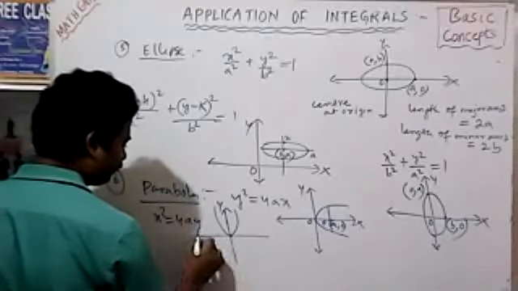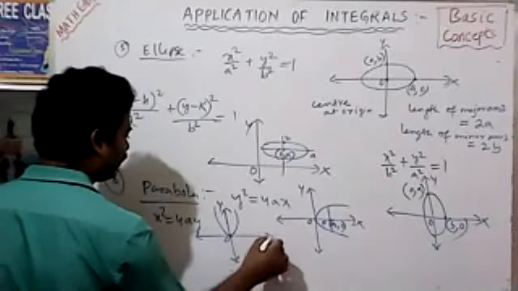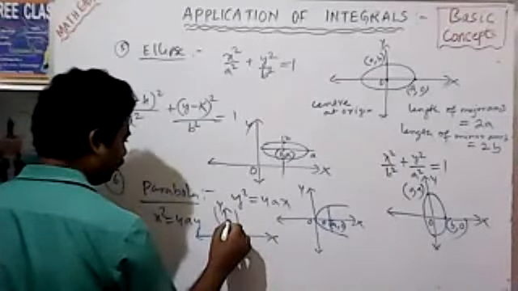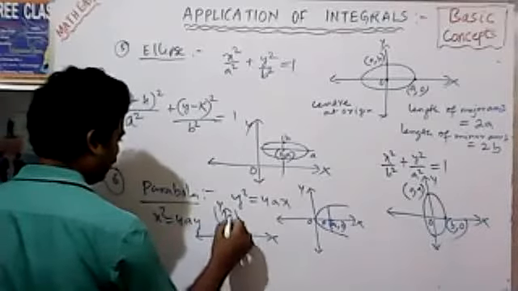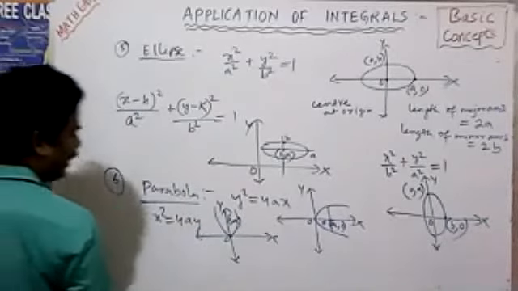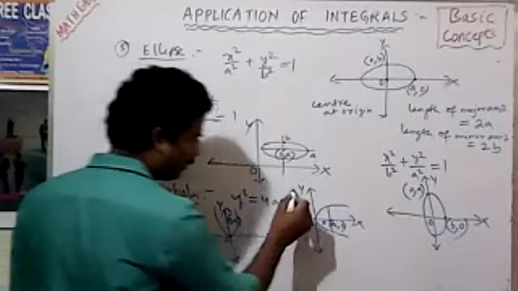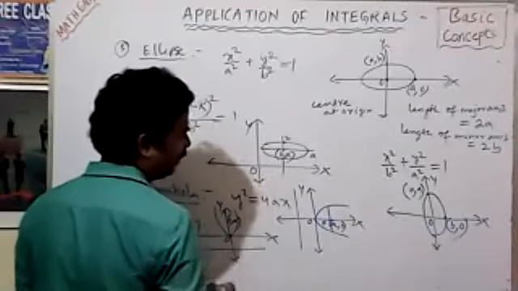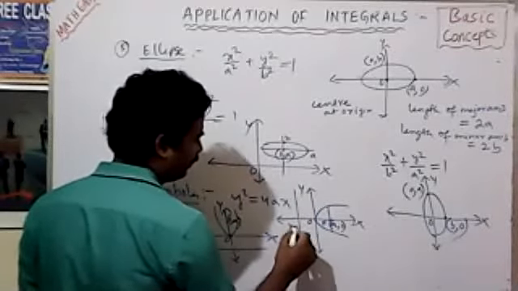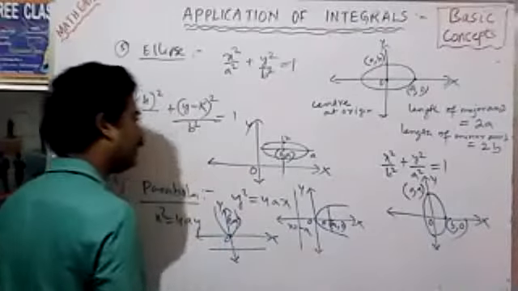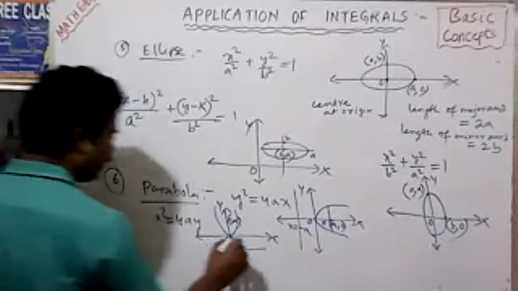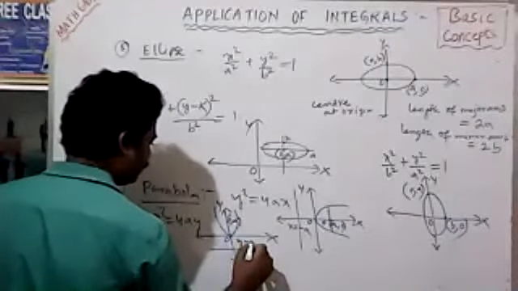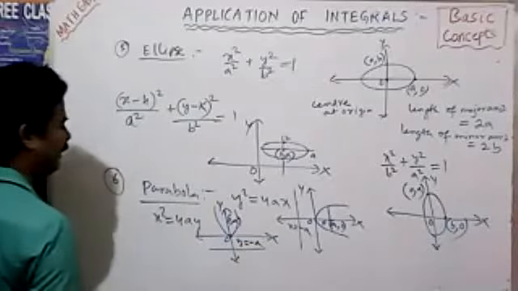That means here 0, this is the x-axis, here 0, a. Here you can say that is also a directrix. x is equal to minus a is the directrix. Now similarly y is equal to minus a is the directrix.